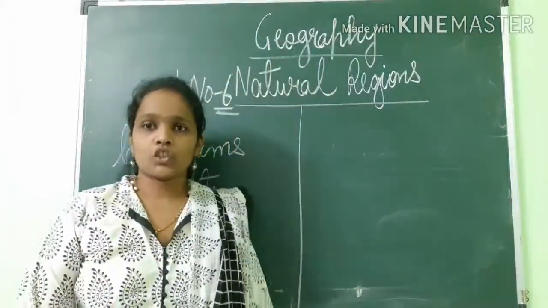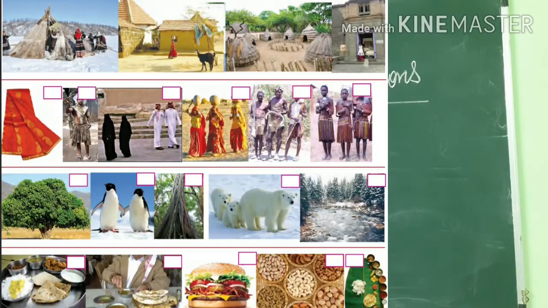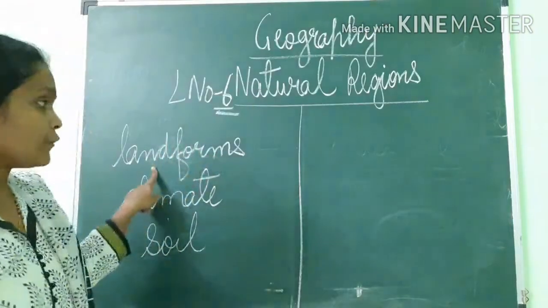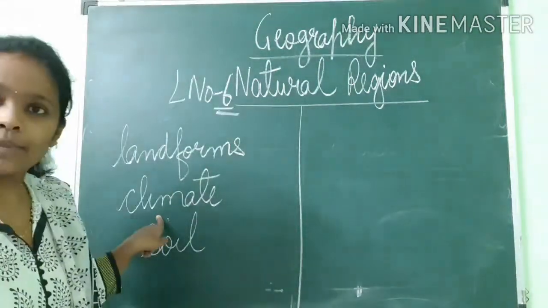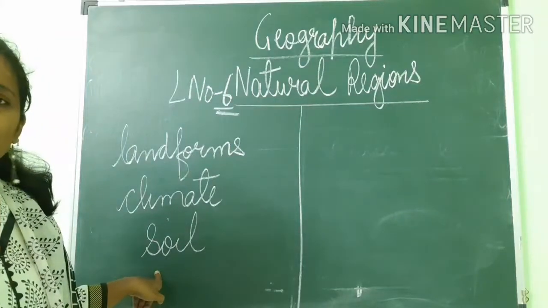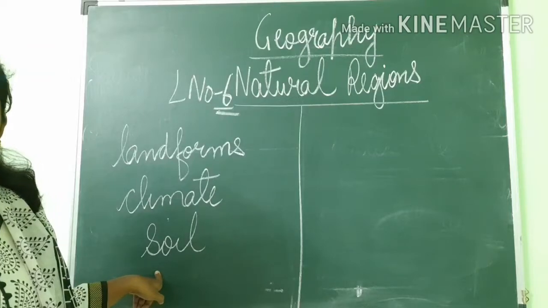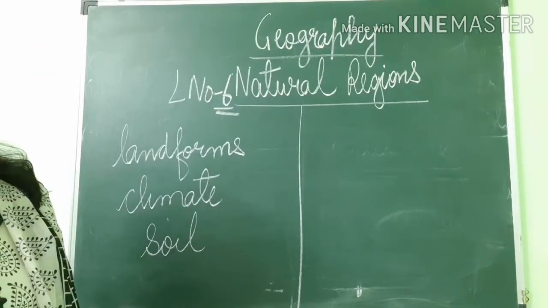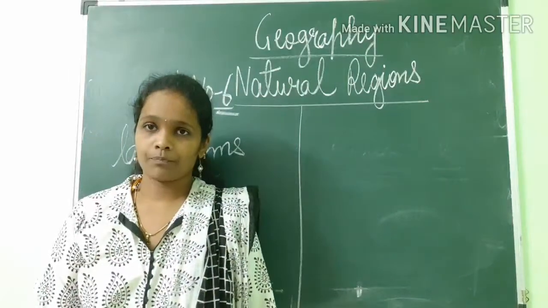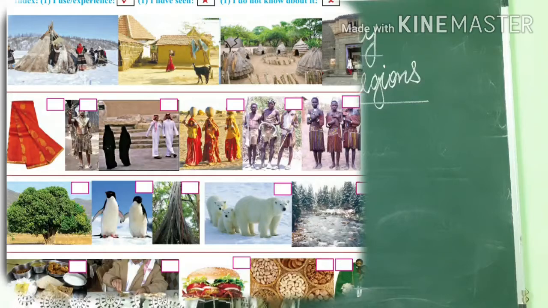Now let us start with the geographical explanation. There are differences in terms of landforms, climate and soil in different parts of the world. I mean, they are telling that there is a difference in terms of landform, climate, soil, etc. in the different parts of the world.